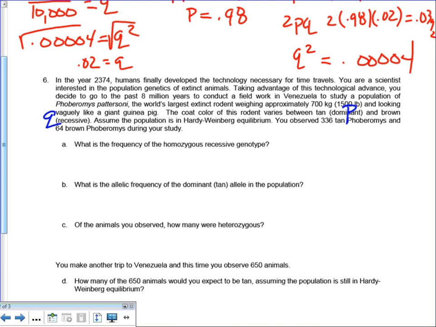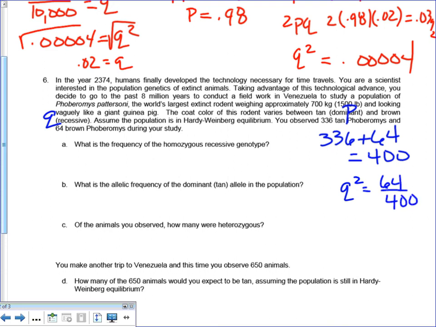You observe 336 tan giant guinea pigs and 64 brown giant guinea pigs during your study. So there's my data. 336 plus 64. Total number of guinea pigs observed, 400. Which value do I want to calculate? The recessive ones, which is what color? Brown. So to do that, Q squared is going to equal, what number represents the recessives? 64 out of 400. So if we do the math, Q squared should equal 0.16. Take the square root. Q is going to equal 0.4. And if Q equals 0.4, then P must equal 0.6.